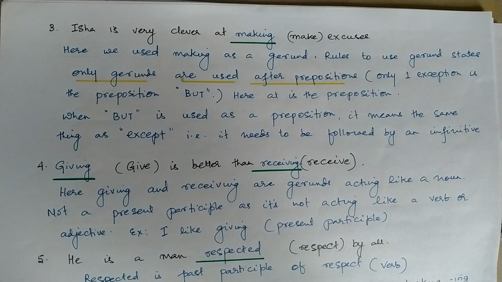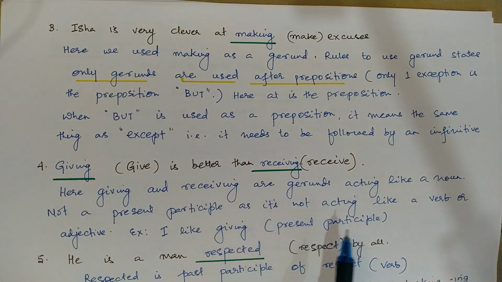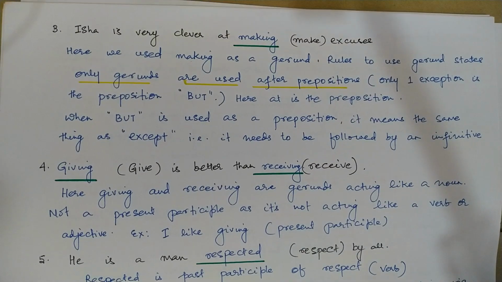Now number 4. Giving is better than receiving. Give and receive become giving and receiving. Your giving and receiving are gerunds acting like a noun, not a present participle, as it's not acting like a verb or adjective. Example, I like giving, present participle.